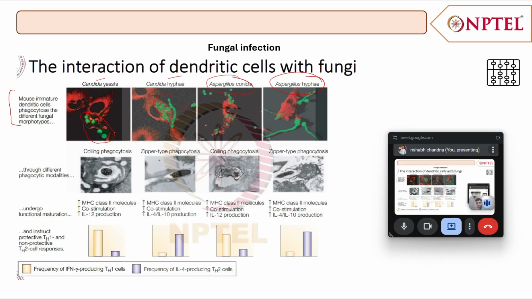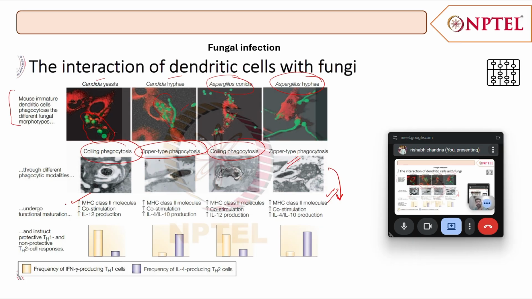Okay, through different phagocytic modalities. So they can either use coiling phagocytosis to engulf the bacteria or the fungus. Then zipper type phagocytosis, coiling phagocytosis, and this one also zipper phagocytosis for the Aspergillus hyphae. Okay, so this leads to an increase in the MHC class 2 molecules because they are engulfing the extracellular pathogen. So that's why they will load this pathogen onto the MHC class 2 molecules.